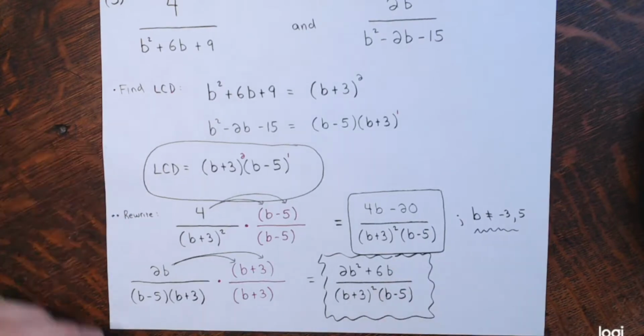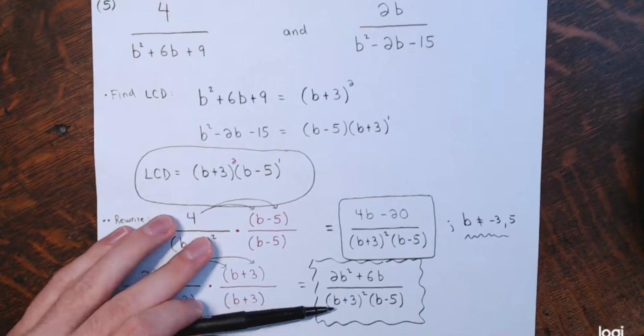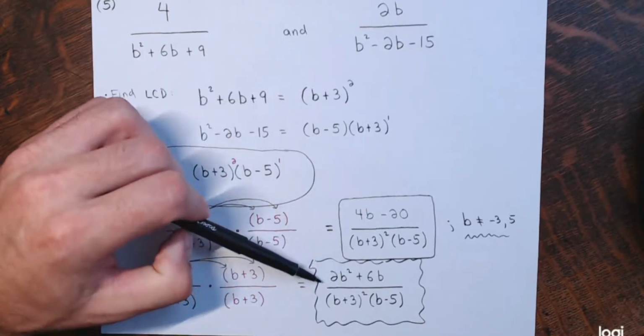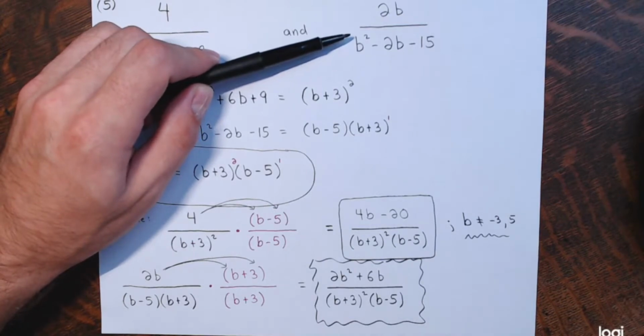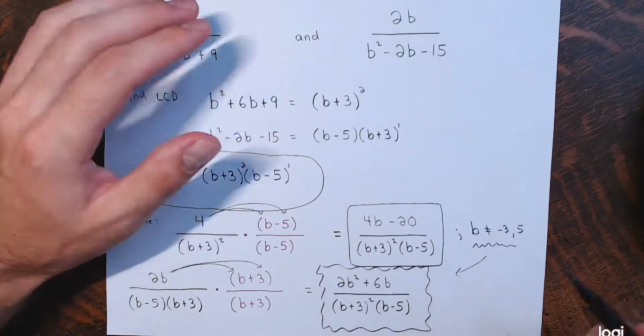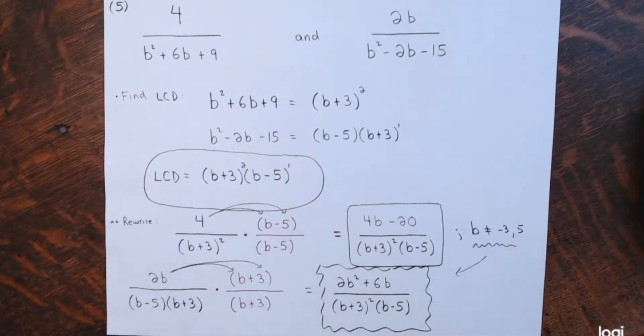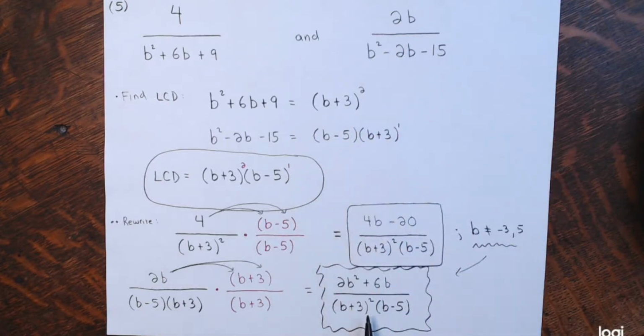All right. And this fraction I just wrote has exactly the same value as the second fraction we were given, the 2b over b squared minus 2b minus 15, for any value of b except 3 and negative 3 and positive 5. So if you replaced b with any number but these, the value of this fraction would be exactly the same as the value of this fraction. And you can check that out if you want.